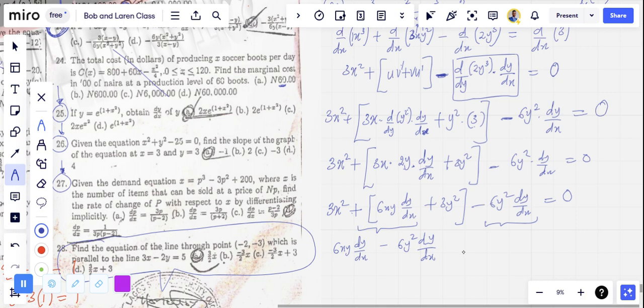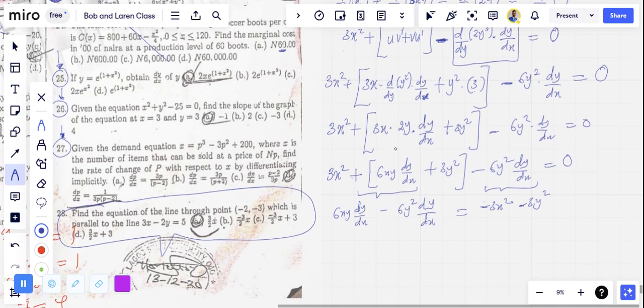Then minus 6y squared dy over dx equals to, now I want to take this 3x squared to the other side of the equation. Now I want to take this 3y squared to the other side of the equation. So if I take this to the other side, I'll have it as minus 3x squared. If I take this plus 3y squared to the other side, I'll have it as minus 3y squared. Okay? So what I notice now is that dy over dx is common. So if dy over dx is common, what am I going to have left? Cancel this, I'll be left with 6xy. Minus, cancel this, I'll be left with 6y squared. Then equals to minus 3x squared minus 3y squared.